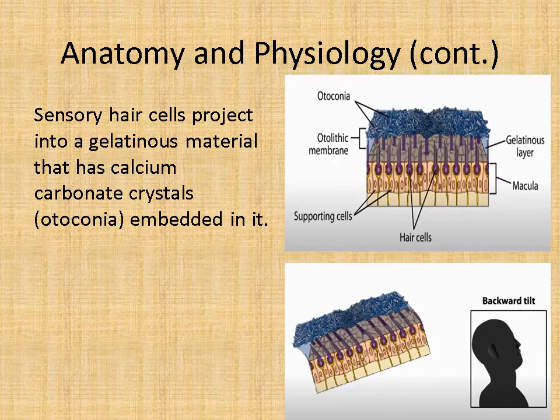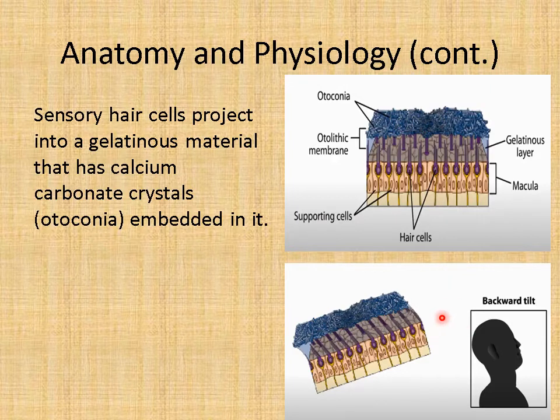The structure here is different from the ampulla. As you can see here, this is the macula of the otolith organs. It is composed also of hair cells and supporting cells. On top of the hair cells there are stereocilia and one kinocilium. These are embedded here in a gelatinous layer. On top of this gelatinous layer there are calcium carbonate crystals that we call the otoconia.